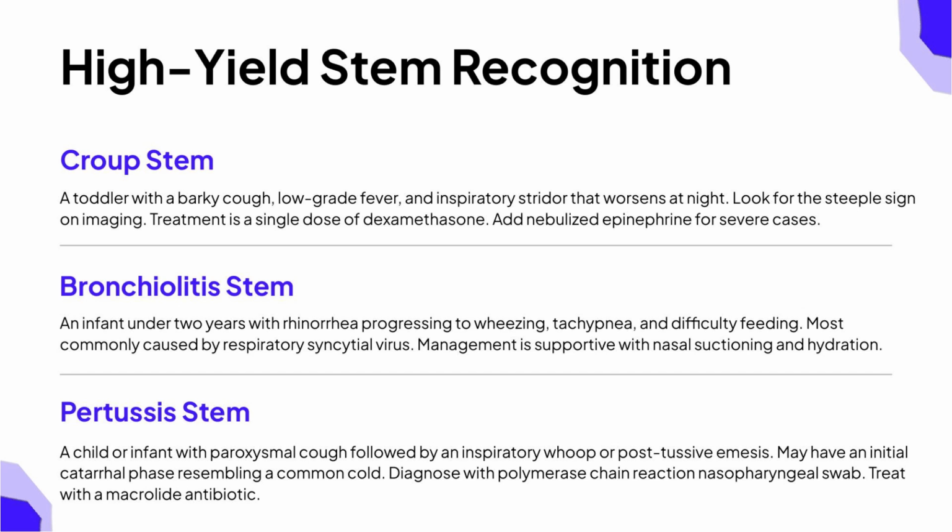For pertussis, the classic stem describes paroxysmal coughing fits followed by an inspiratory whoop or vomiting after coughing. There may be a history of an initial cold-like phase.